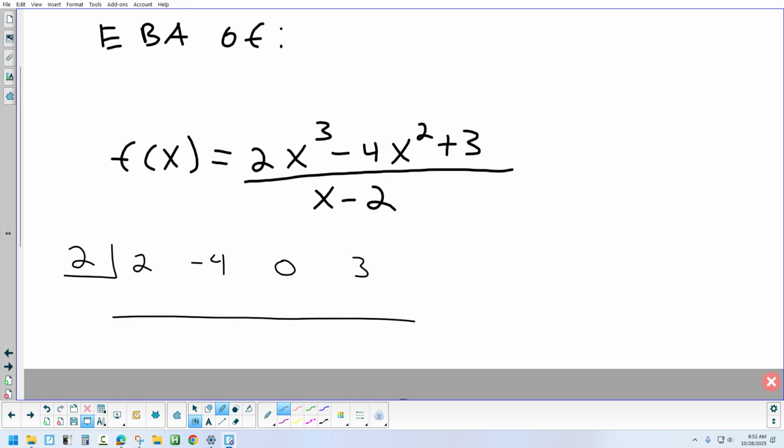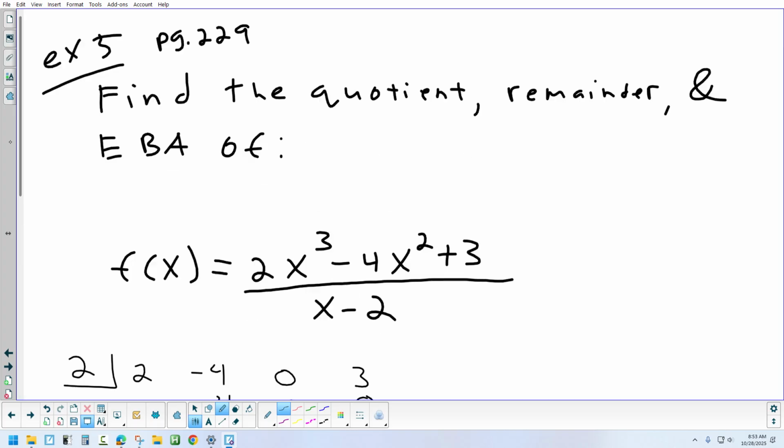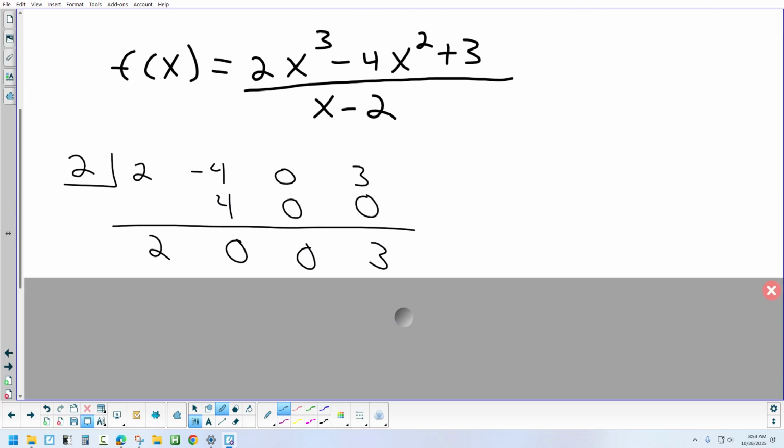All right, so we'll do our synthetic division. So 2, bring that down. 2 times 2 gives us 4, 0, 0. Add those up, 0, and remainder. Okay, so we did our synthetic division. And now let's answer all the questions. Quotient, remainder, and EBA.